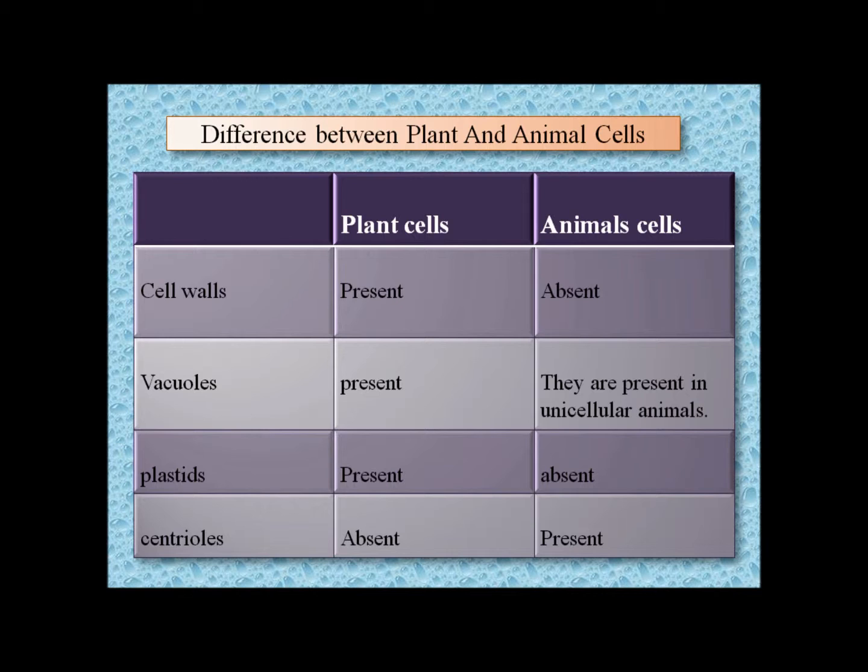Plant cells. Cell wall is present in plant cell and absent in animal cell. Vacuoles are present in plant cell and they are present only in unicellular animals in animal cell. Plastids are present in plant cell and absent in animal cell. Centrioles are absent in plant cell and are present in animal cell.